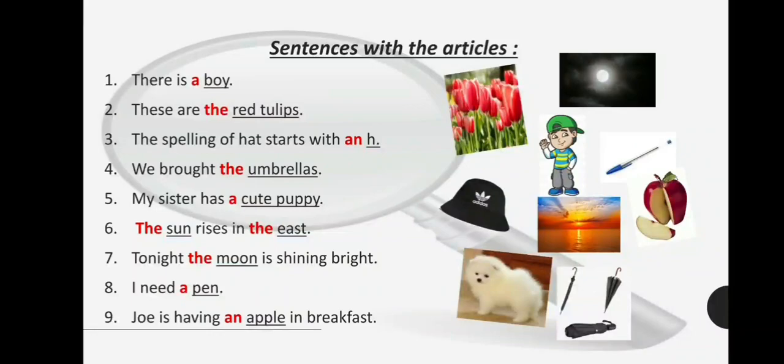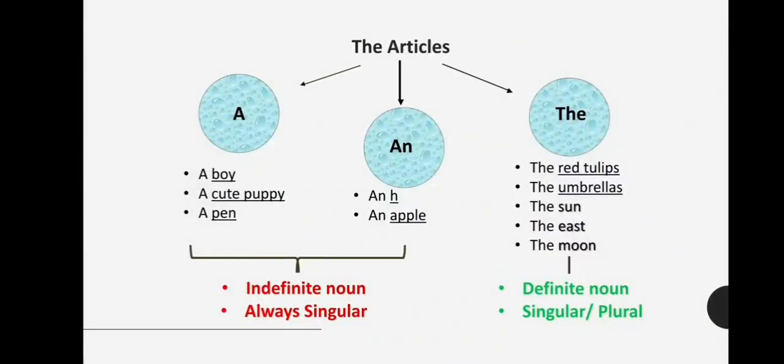Alright, I hope you had paused the video and done the work. Now, I also have done the work for you. So let us see how it goes. The articles are basically divided into three: a, an, and the. When we talk about a and an, you can see the bracket shows both are together, saying they are always to be singular, and also the nouns are indefinite. Let us see the examples: a boy, a cute puppy, a pen.